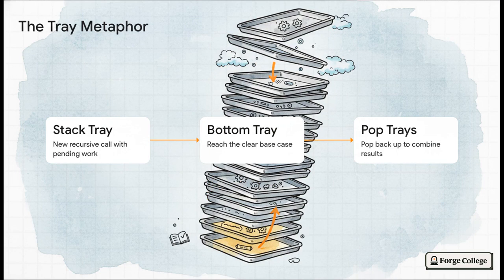Every single time a function calls itself, boom, you stack a new tray. That tray holds your local values, your pending work, and instructions for what to do next. You just keep stacking those trays until you hit the very bottom one. That bottom tray, that's your base case. Once that bottom tray finishes its job, it pops off, handing its result to the tray right above it. Then the next one pops, and the next one, all the way back up until your top-level result is completely resolved. It's a really neat way to visualize function frames opening and closing.